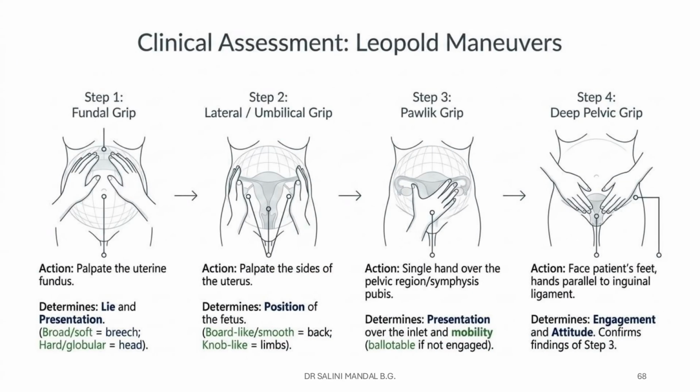Apart from that, if you remember the Leopold maneuvers, the first is the fundal grip. The fundal grip gives an idea of the lie and the presentation. If it is hard and globular, it is the head, and if it is broad and soft, it is going to be the buttocks. Coming to the lateral or umbilical grip, we get to know the position of the fetus. Broad, board-like or smooth says the back, and knob-like structures tell you the limbs. Coming to the pawlik grip, it tells you whether there is mobility, ballottement, and whether engagement has occurred or not. And the deep pelvic grip just confirms the pawlik grip, engagement and attitude.